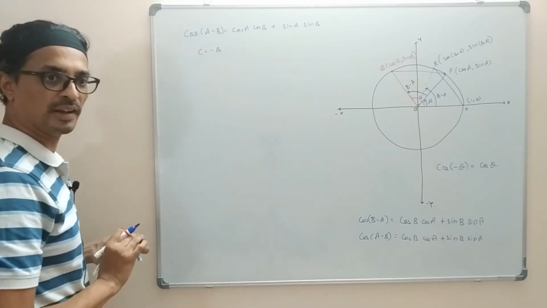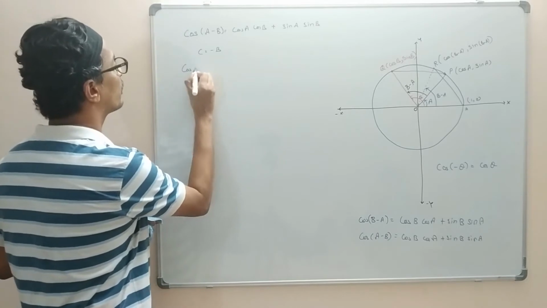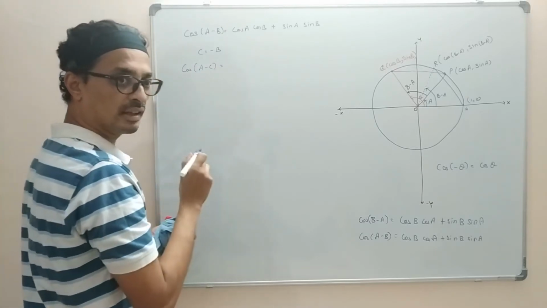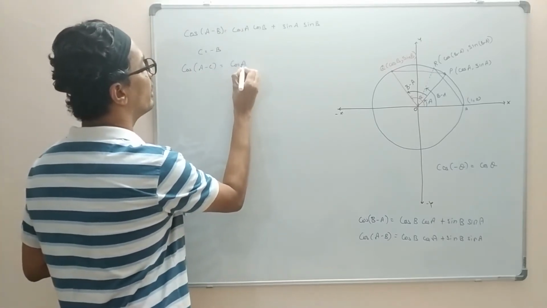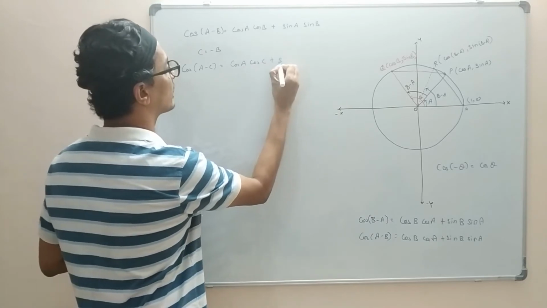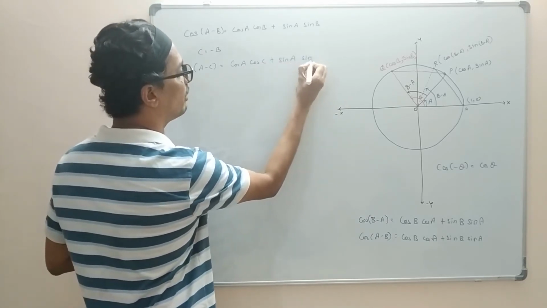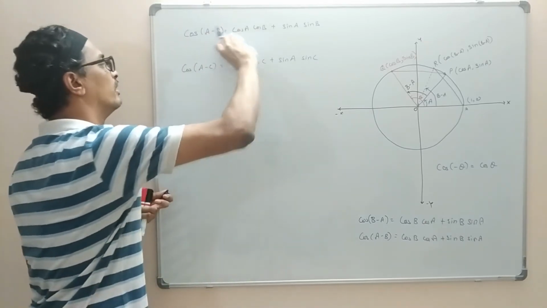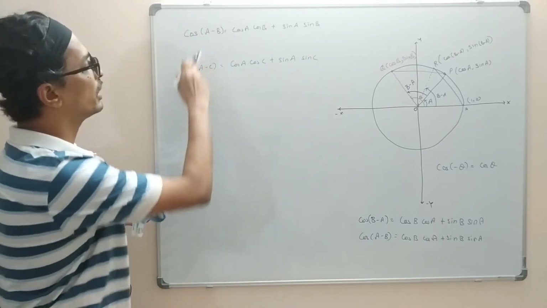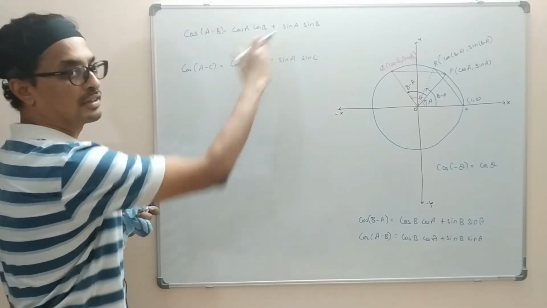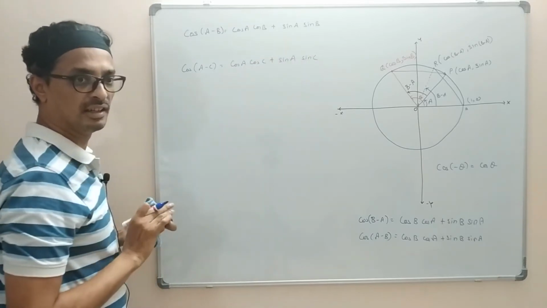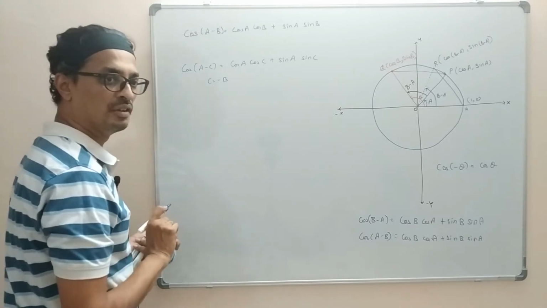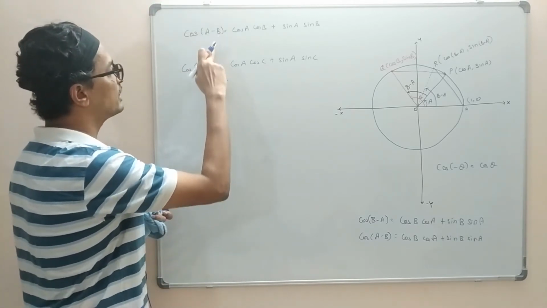If I write C equal to minus B, then cos(A minus C) will be the same formula, correct? So cos A cos C plus sin A sin C. In the place of B, I am going to write C. A minus B equals cos A cos B plus sin A sin B, so A minus C equals cos A cos C plus sin A sin C. Right? Now if I write C is equal to minus B, I just replaced B with C.